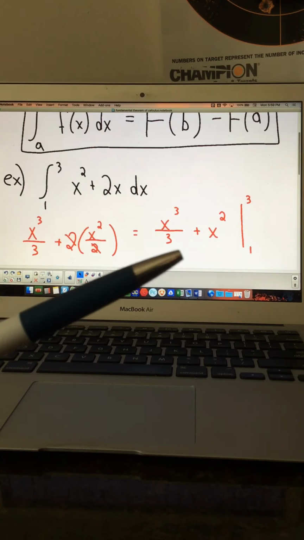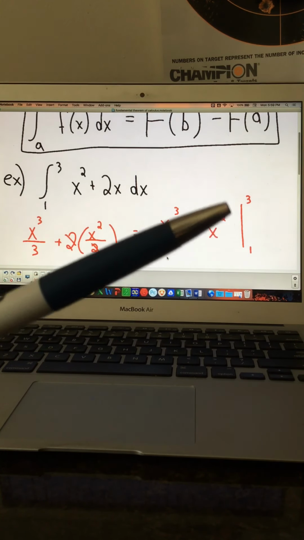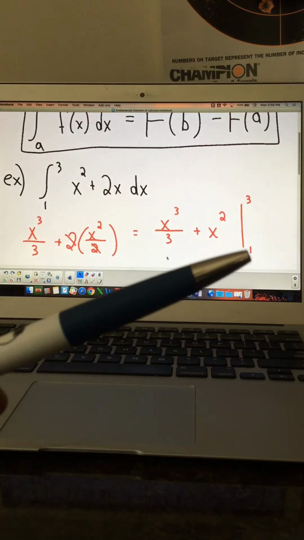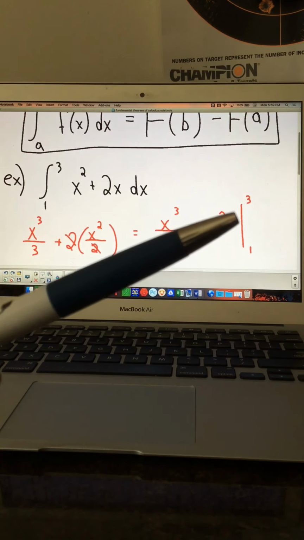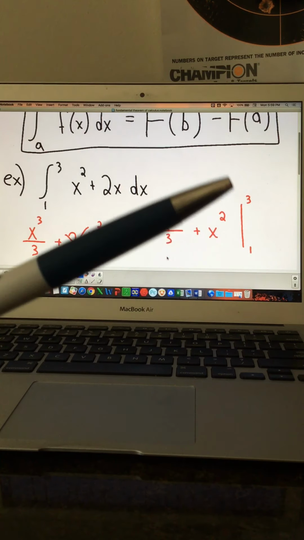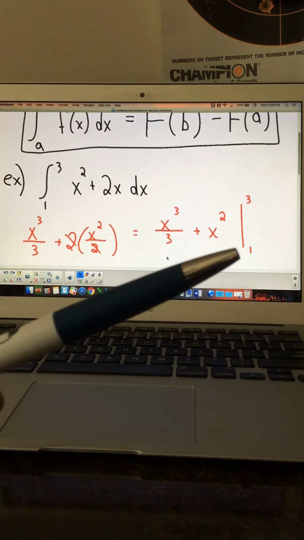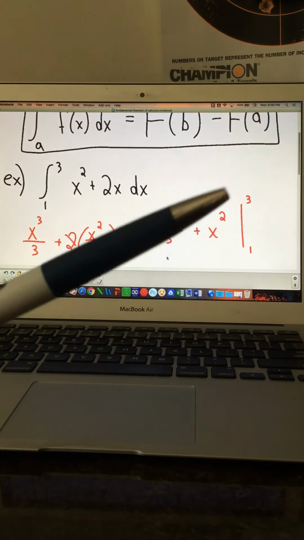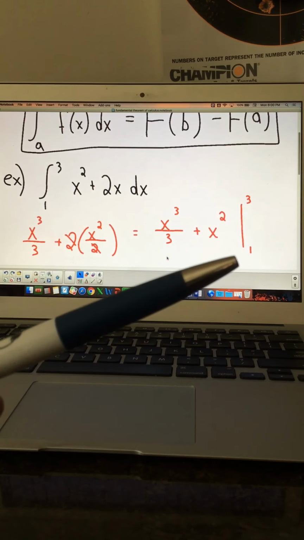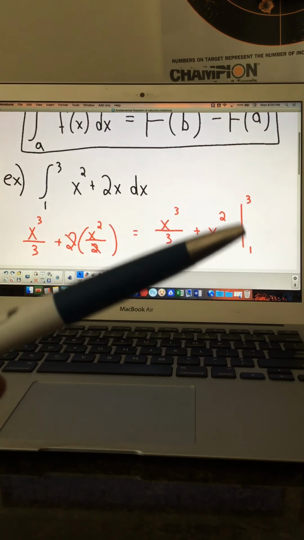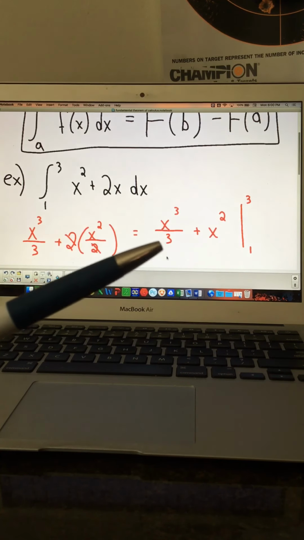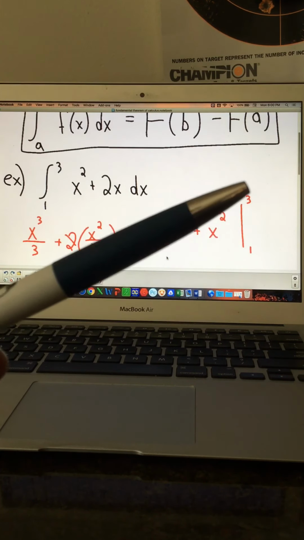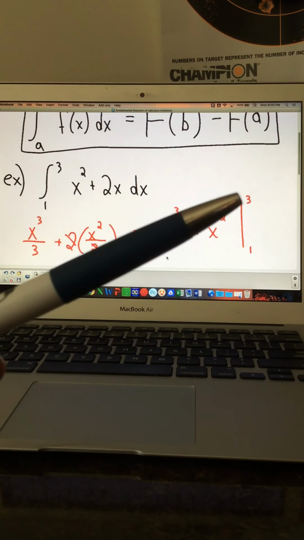Now some of you, especially John, are probably saying, what is this, Coach Dale? What is this bar? Remember, John, this is the bar that means evaluate. So I'm not going to be picky if you guys don't write this. It's all good. But again, just showing you that this means evaluate. So that's our integral. We integrated just like we've been doing. We're going to evaluate it from 1 to 3.